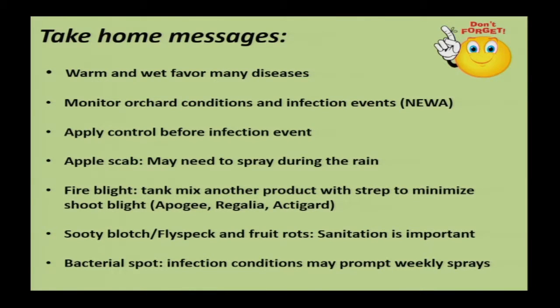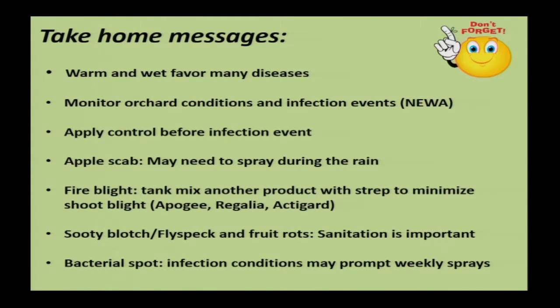Okay, take-home messages. Warm and wet favor many diseases, so keep an eye on those weather conditions, getting that protection on prior to the infection event. Apple scab, you might need a spray during the rain. Fire blight, consider tank mixing streptomycin with another product like Regalia, Actigard, or Apogee at a very low rate, especially if you have small trees. You'll see some good results with mitigating shoot blight. Sooty blotch fly speck, sanitation is key for this. That is half the game as far as management. And finally, bacterial spot. It's important to be vigilant again of the weather conditions, because the only way to keep that disease in check and not exploding is having spray regimes every single week.